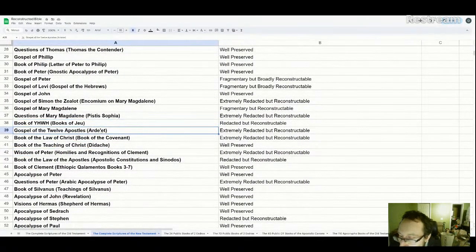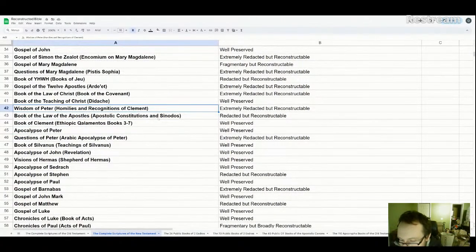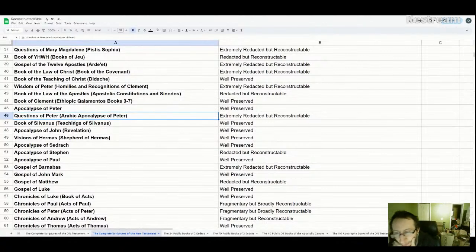Then there's the Ethiopian Ardit. Then there's the Book of the Covenant in the Ethiopian Bible. Then there's the Didache, the Homilies and Recognitions of Clement. There's the Apostolic Constitutions and the Synodos, also in the Ethiopian Bible. The Ethiopian Clement, which is books 3 through 7. The Apocalypse of Peter. Then there's the Arabic Apocalypse of Peter, which is also part of the Ethiopian Bible.